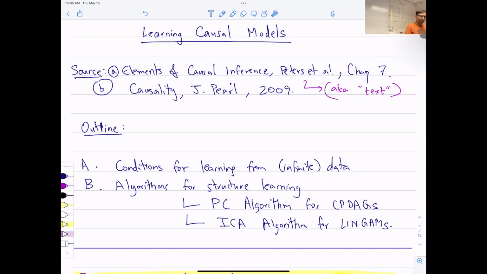So again, I'm continuing from the same books, Elements of Causal Inference and the Causality text. The algorithms I'm going to be talking about are rather old, actually. It's about 15 years old. There's been developments beyond that, but I'm going to talk about those with theory.